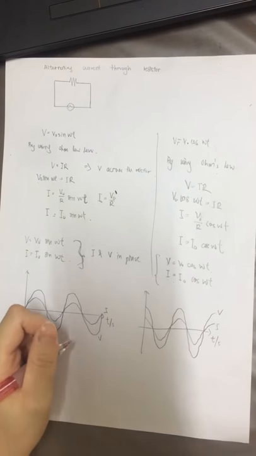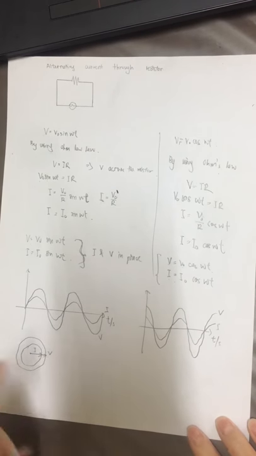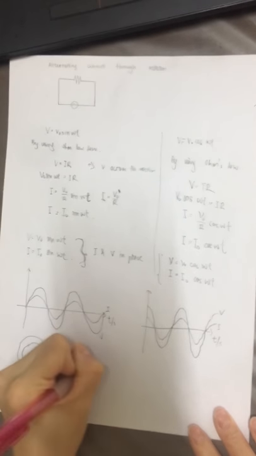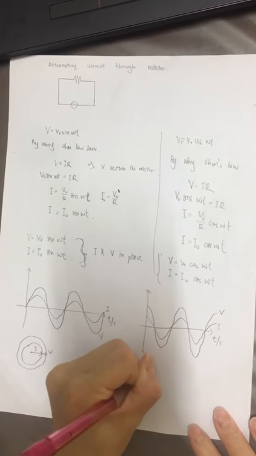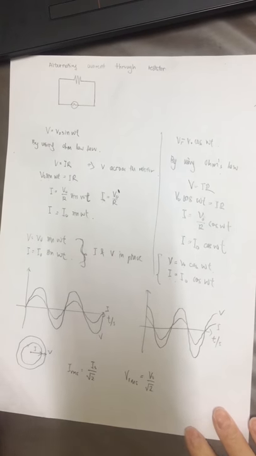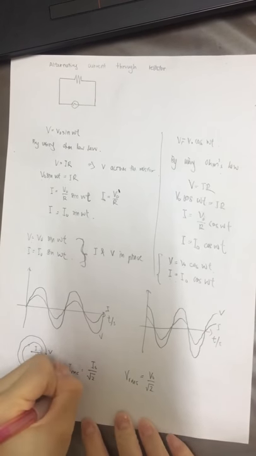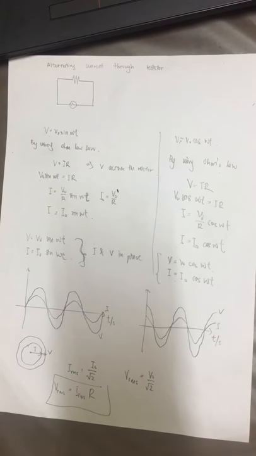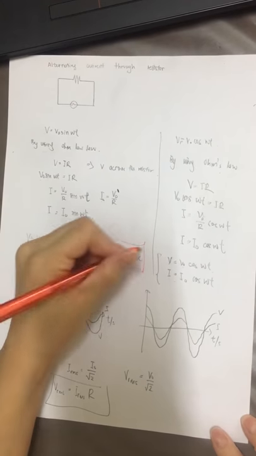So in other words, because for AC current, it's important to know what your IRMS and VRMS are. So IRMS is equal to I0 over square root of 2, and VRMS is equal to V0 over square root of 2. So in other words, your VRMS will be equal to IRMS R. So this you have to remember. Okay, so for the pure resistor, you have to remember that I and V are in phase.